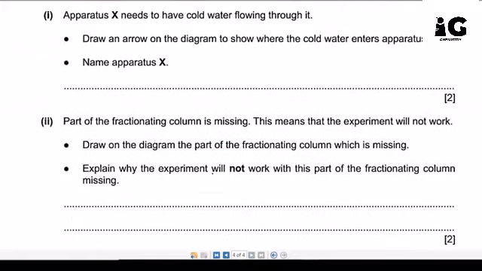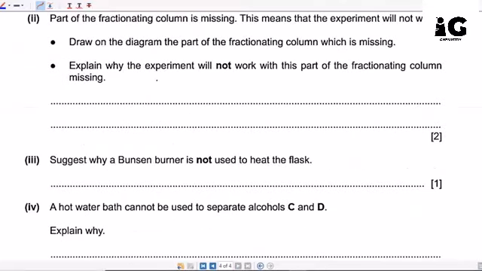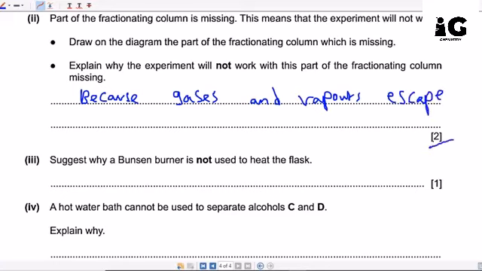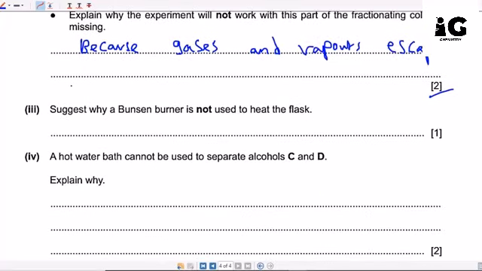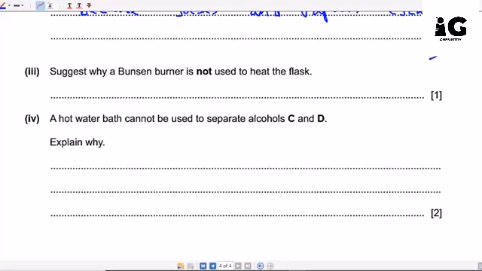Okay, the next one: explain why the experiment will not work with this part of the fractionating column missing. Okay, so as we have said, this is because gases and vapors escape. Okay, so here we have 2 marks, 1 mark for this point and 1 mark for drawing the stopper above. Okay, next one, part 3 suggests why a Bunsen burner is not used to heat the flask.